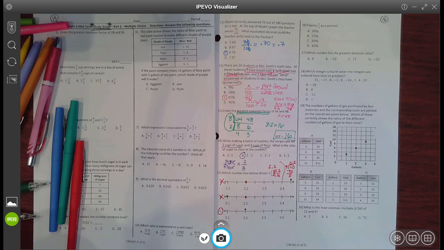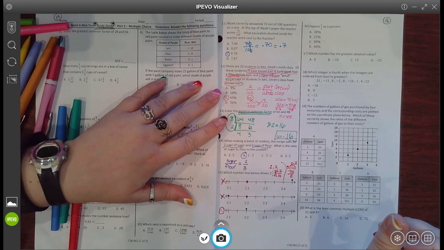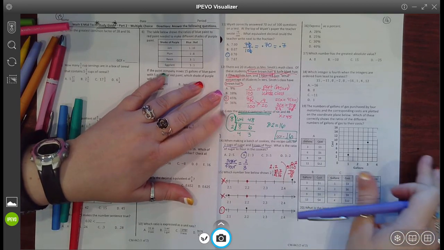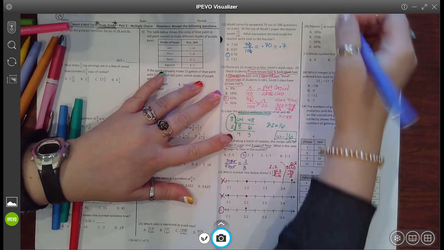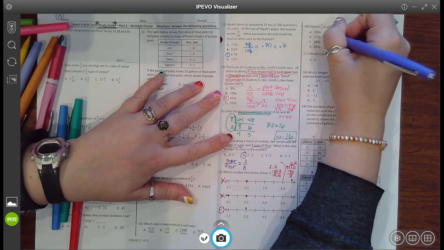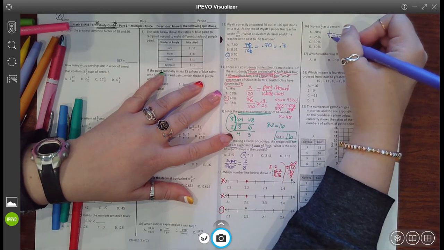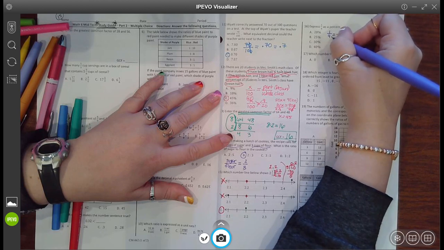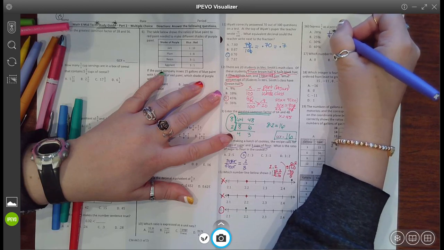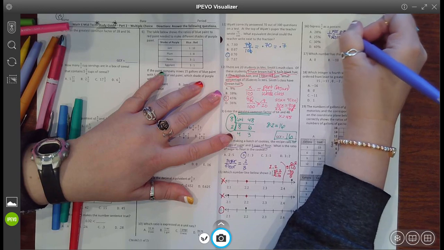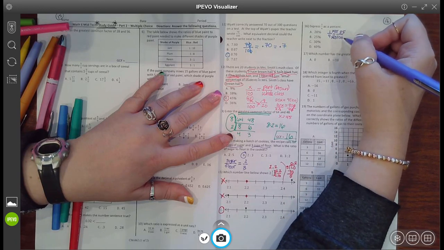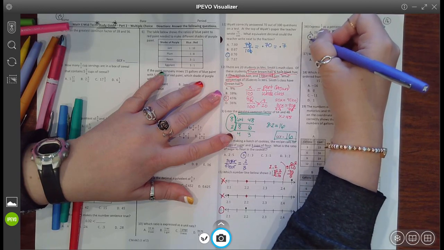Okay, my next one. Express 1/4 as a percent. Several ways that I can do this. Okay, one way, any number over 100 is a percent. So can I get this denominator to become 100? I sure can, if I multiply by 25. So 1 times 25 is 25. 25 over 100 is 25%.